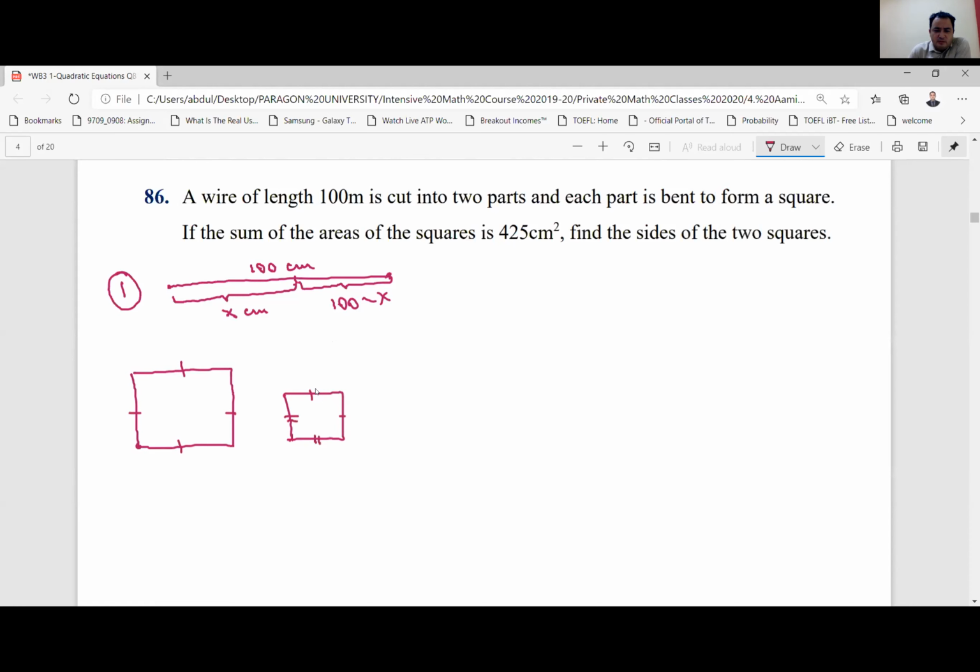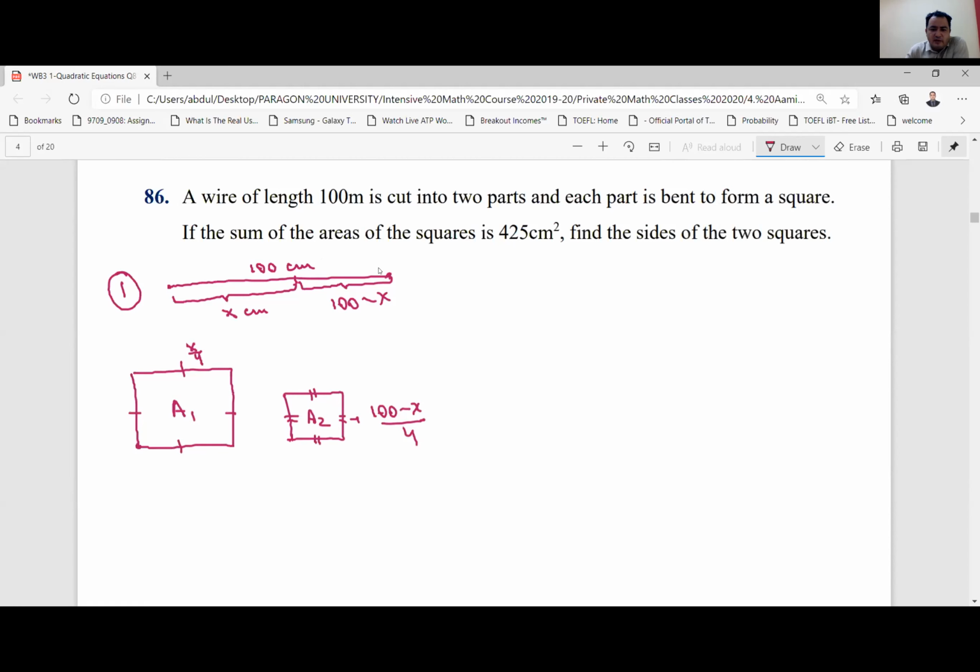Let me just use double right here. Okay. And as you see here, this is the perimeter of the square. Also labeling is good. One side should be X over 4. And here, the one side of the square must be (100 minus X) over 4. Good. Now, let's say this one is A sub 1, A sub 2. That's the first part of the question.